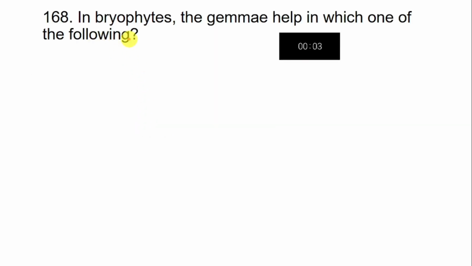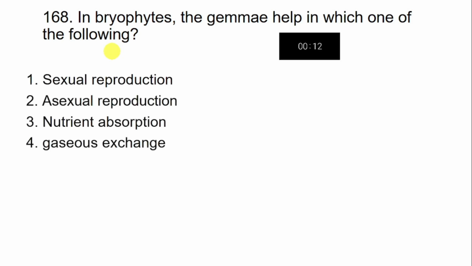In bryophytes, the gemma help in which one of the following? So they fragment and they help in asexual reproduction. 2 is the answer. Option number 2. Next one.